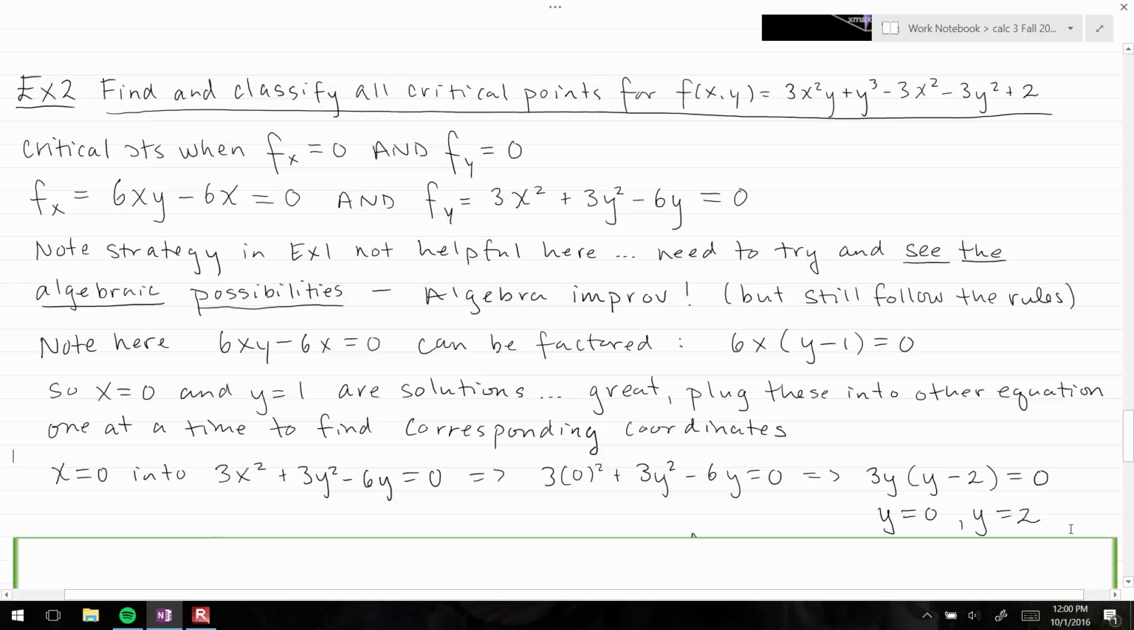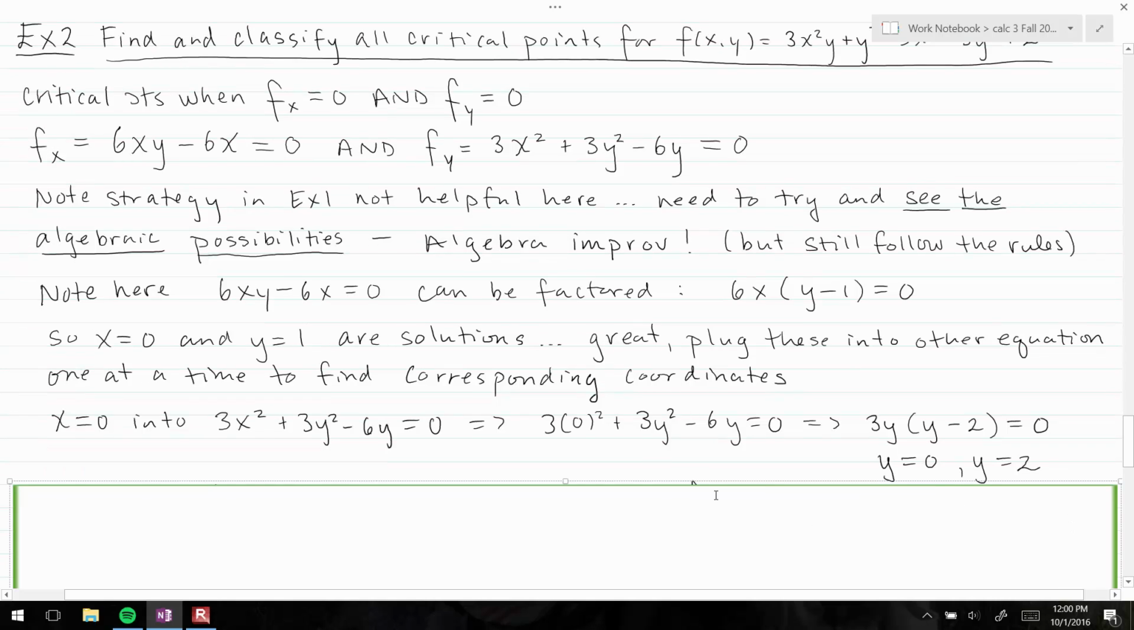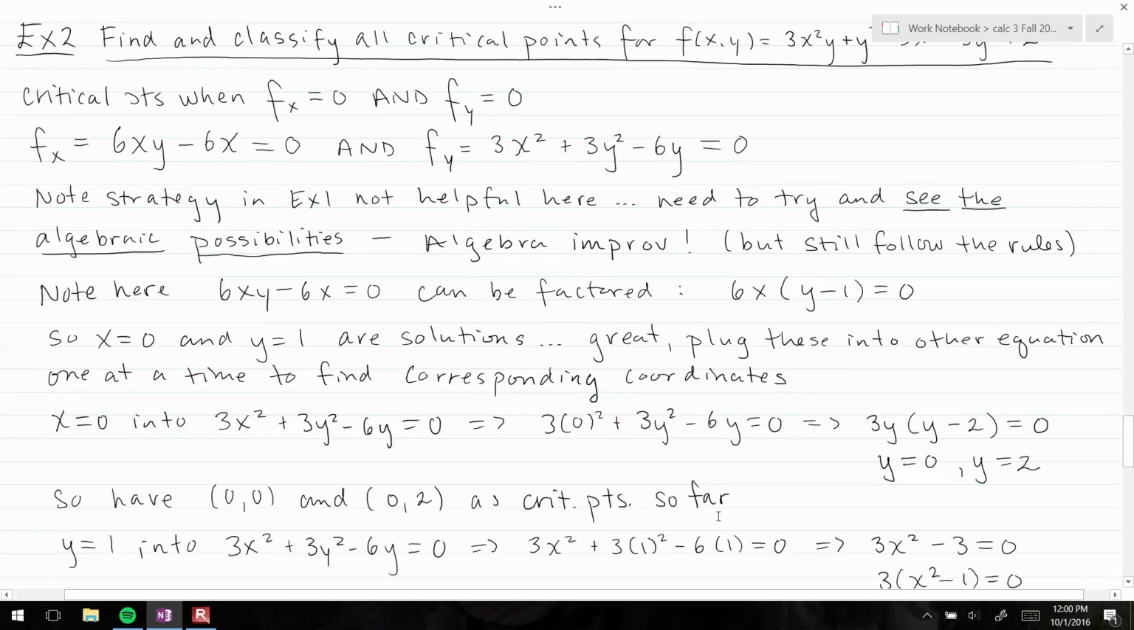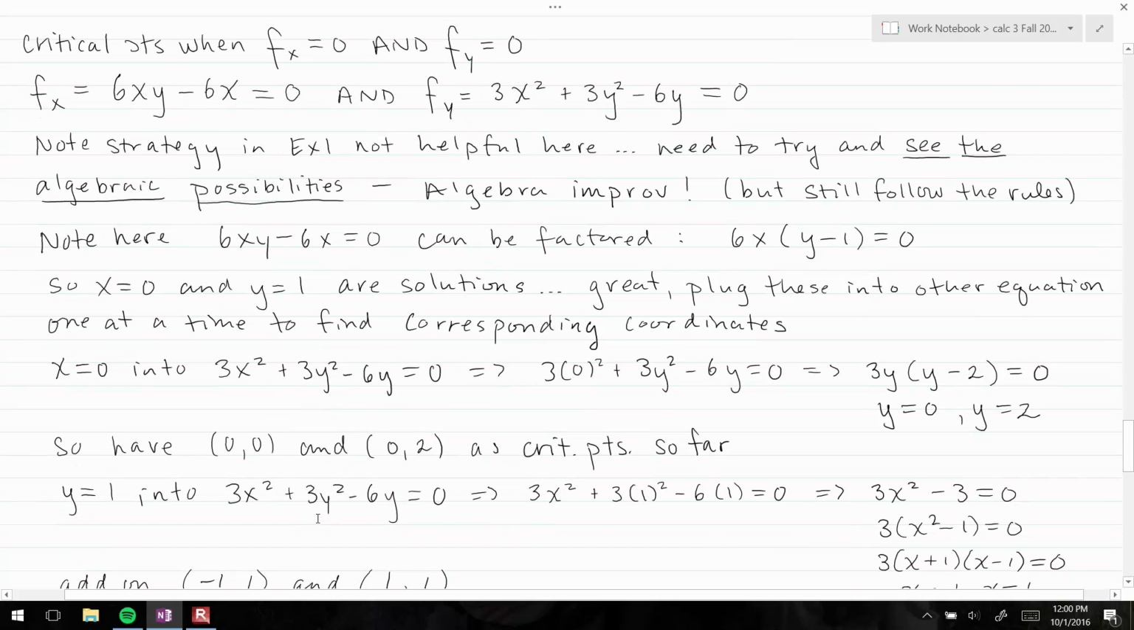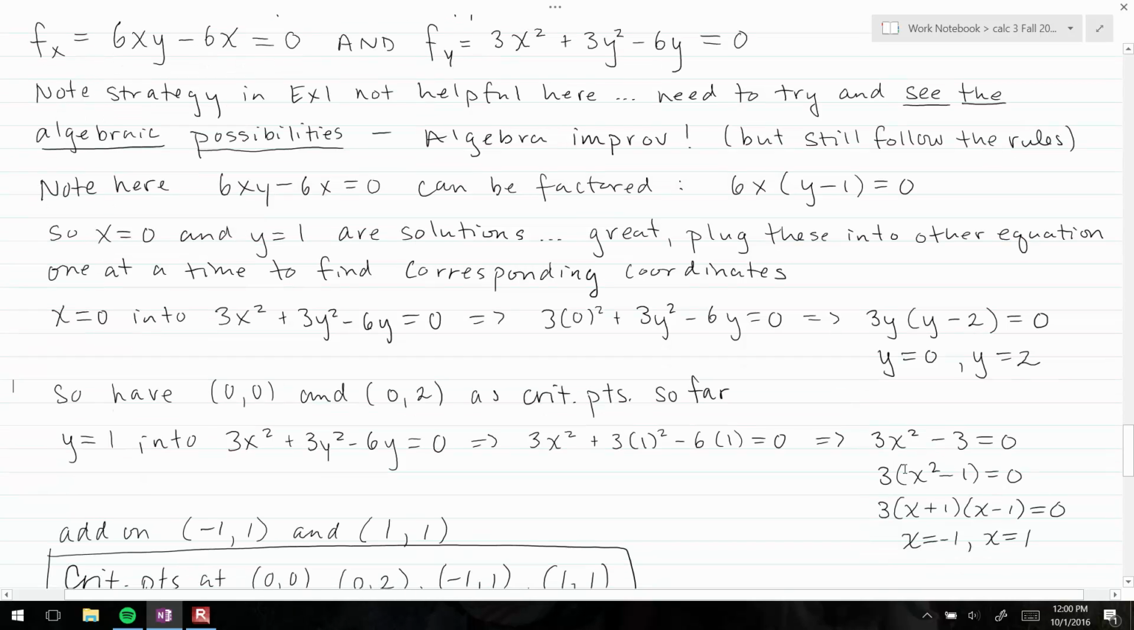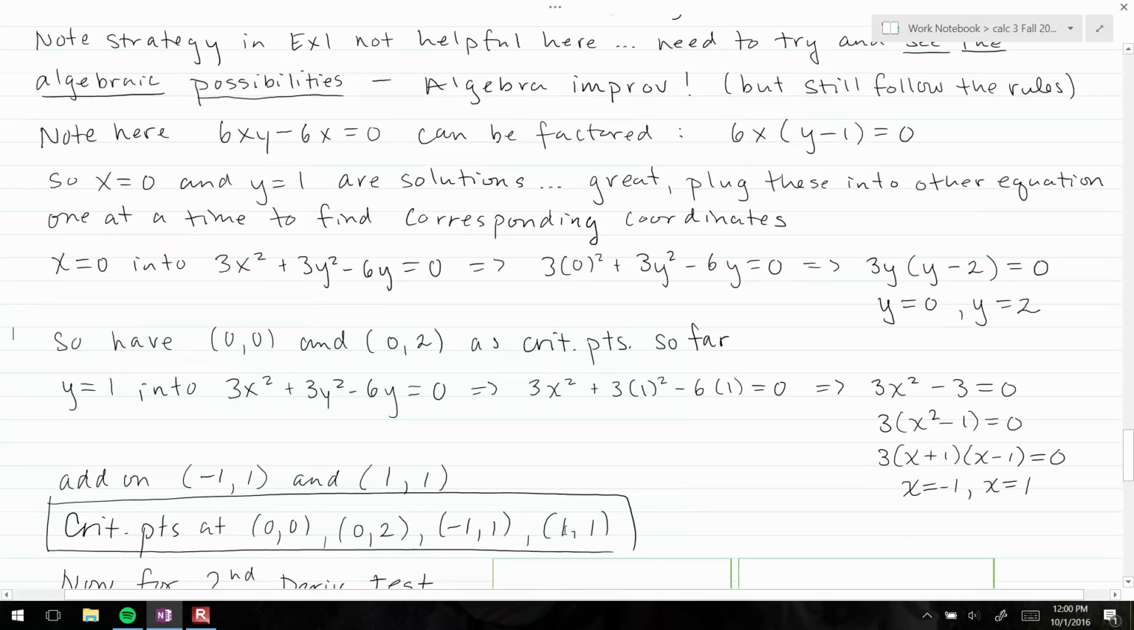So that was nice. Now we're going to do the same kind of thing with y equals 1. Plug it into that other equation, and then see what you get. You get 3x squared minus 3, which is nice. This one you could actually solve for x squared without factoring, because there's not an x term, but whatever. You should be able to solve that somehow and get x equals negative 1 and 1. So that gets us 2 more critical values, for a grand total of 4.